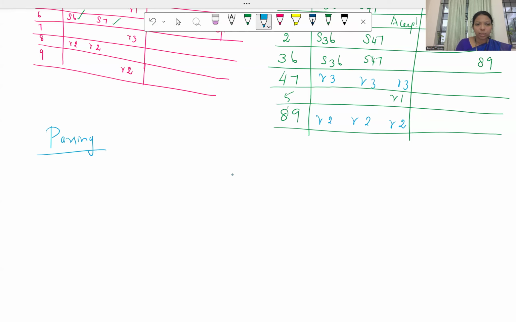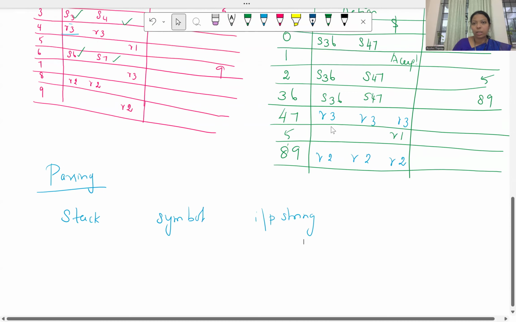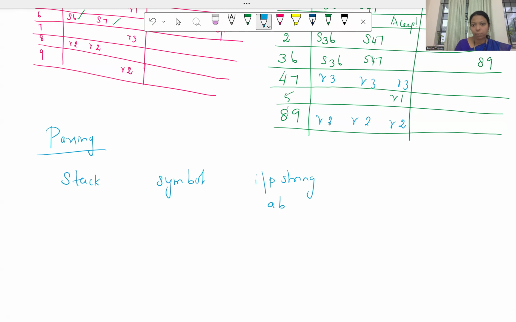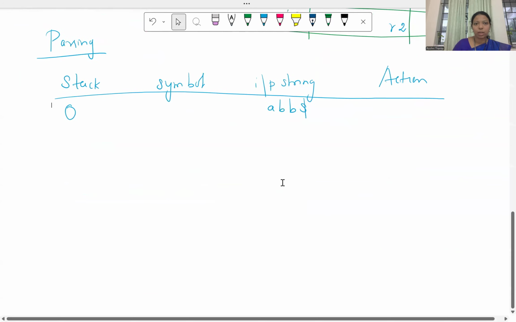So what are the things required here? We need a stack and a symbol as we did in the SLR, and then we need an input string. The input string we derived here is a b b. So we are going to do it with a b b and end it with a dollar. And the stack will start from the zeroth state. Okay, so now let's start.